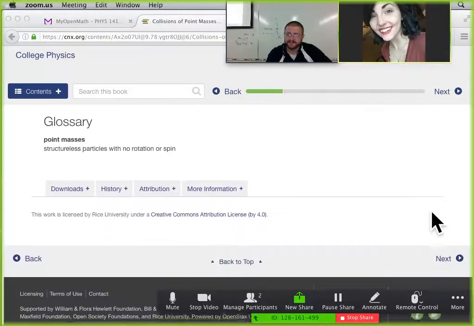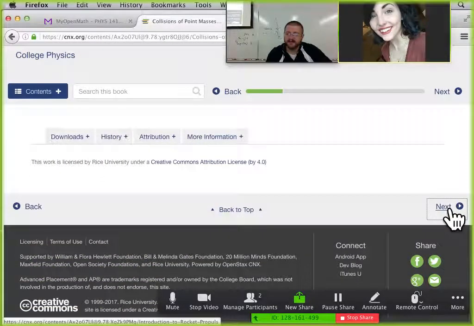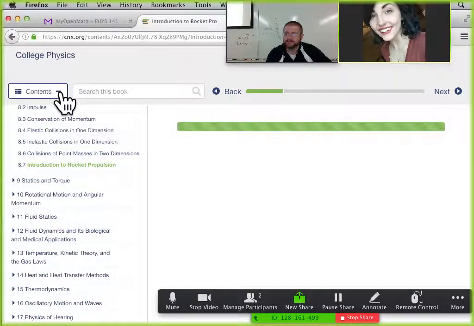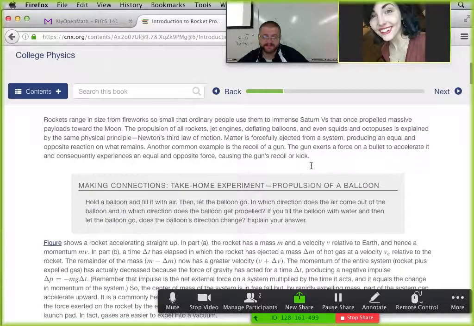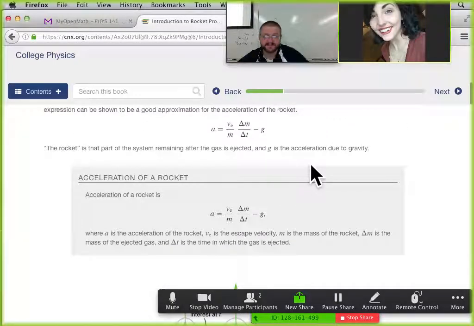That is the end of our collisions. The last part of this chapter is rocket propulsion. So now, after you've done this, you can officially say that you are rocket scientists. But it's not rocket science. This is rocket science right here. This is certainly rocket science.